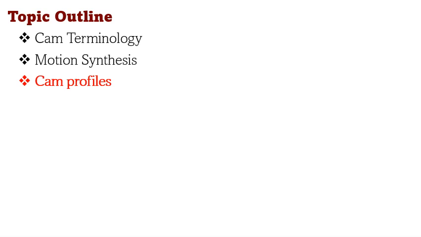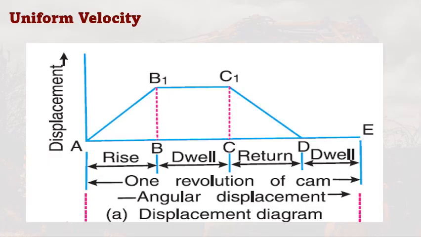Now that we know the different terminologies, let us try to examine the cam profiles. For uniform velocity, this is the displacement diagram. In drawing the cam profile, it is very important for beginners to draw the displacement diagram because it will help us in drawing the cam profile. For uniform velocity, the rise and the return, or the rise and the fall, will be represented by a straight line from the initial point to the final point.